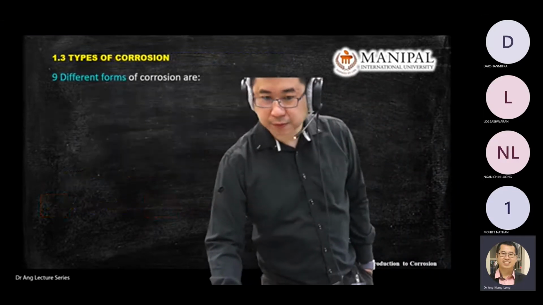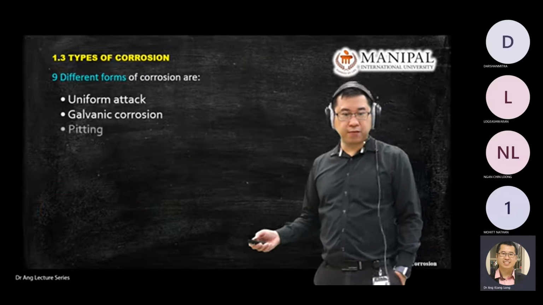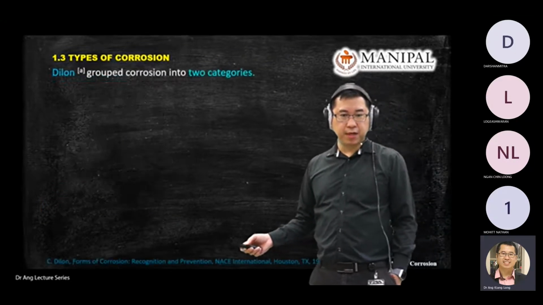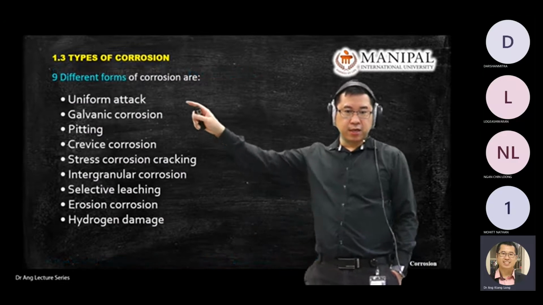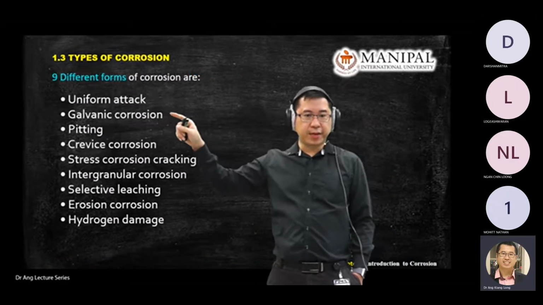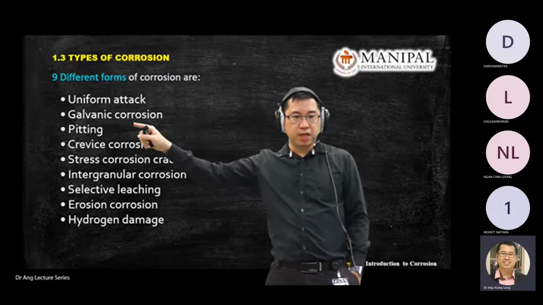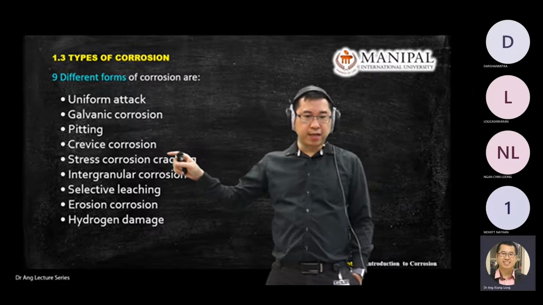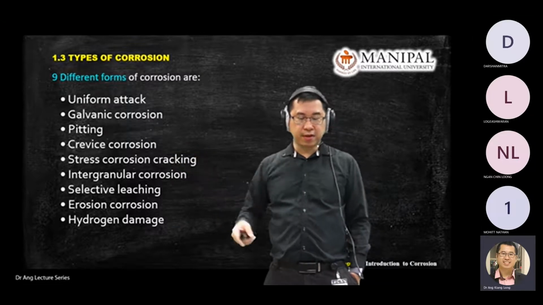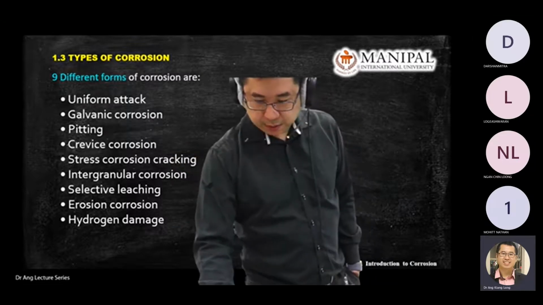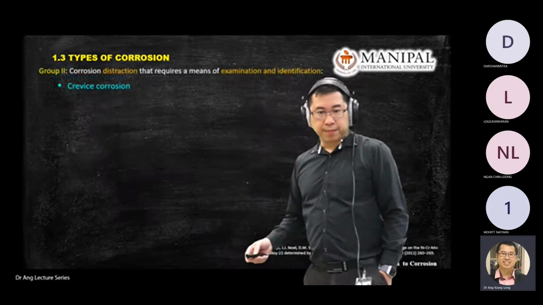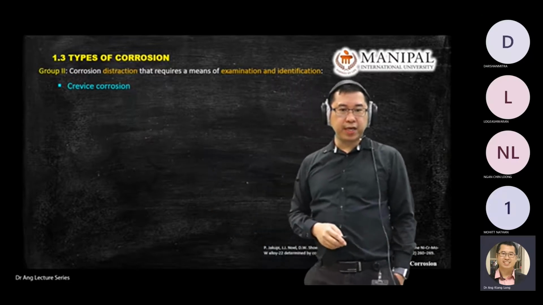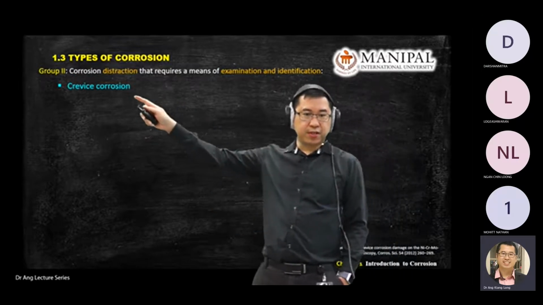Then we also covered that corrosion has nine forms. We have covered uniform attack. We have covered galvanic corrosion. We have covered pitting in our previous class. Today we'll look at the rest. Today we'll look at a new form. We call it crevice corrosion.